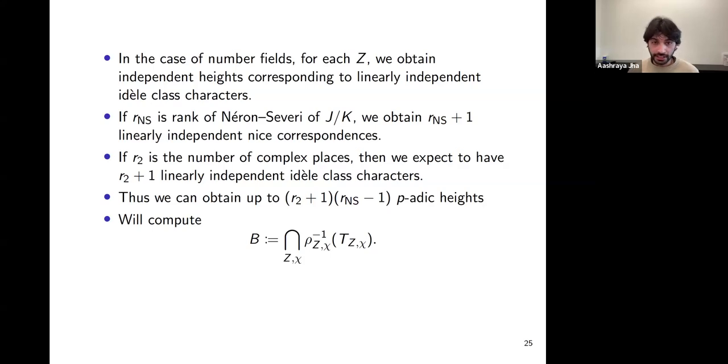And if we let R2 be the number of complex places, then we'll get R2 plus 1 linearly independent Idel class characters. We expect this due to Leopoldt's conjecture, and this has been proven for abelian extensions. So for a number field K, we expect R2 plus 1 times RNS minus 1 p-adic heights. And the thing we want to compute is the intersection of all these pre-images, and hope that this is finite.